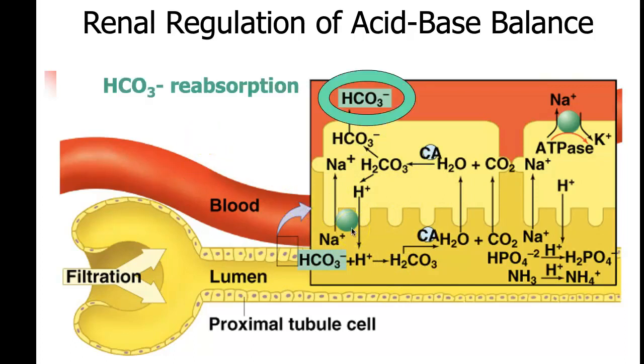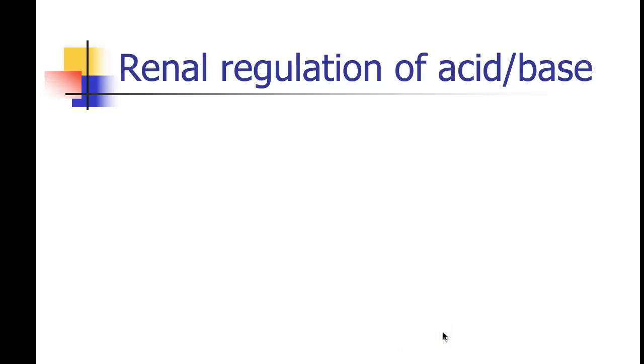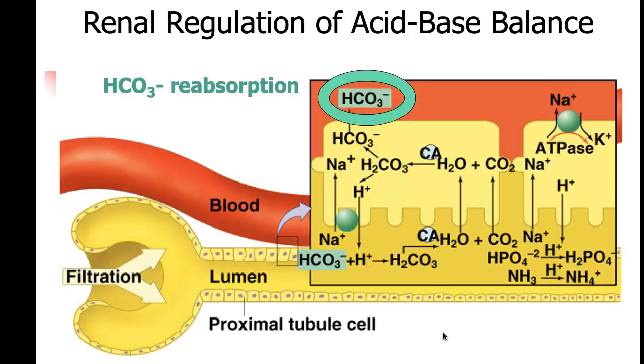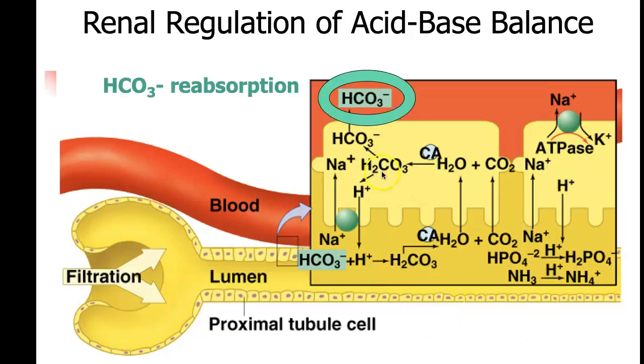So first, we can have bicarbonate reabsorption. You can have hydrogen ion secretion, but note that those are the only two options. So you can reabsorb bicarbonate, but not secrete it. You can secrete hydrogen ion, but not reabsorb it. Okay, so the mechanism here is that you can reabsorb bicarbonate by having this buffering system we just talked about here in the lumen wall. Okay, so here is carbon dioxide and water.